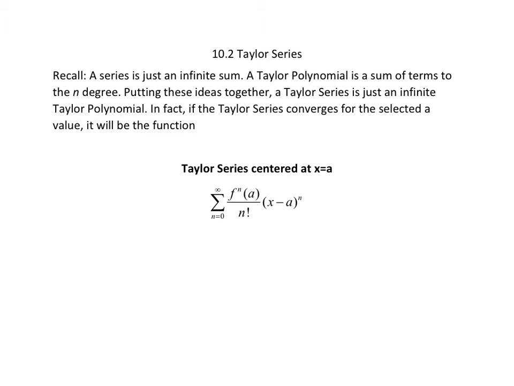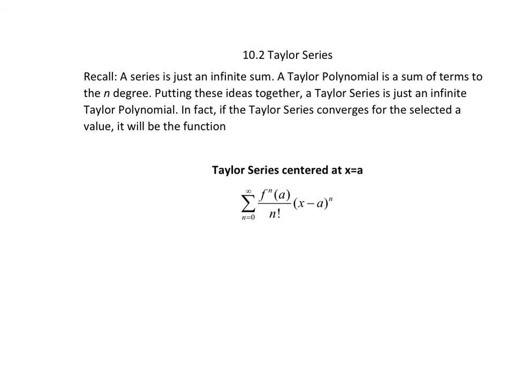Okay, so in the last video we looked at Taylor polynomials, and what we showed was that if you kept adding terms to the Taylor polynomial, it actually began to resemble more and more the graph of the actual function. So putting these ideas together, we know a series is an infinite sum, and a Taylor polynomial is the sum to some n degree. A Taylor series is an infinite Taylor polynomial, and in fact, if you can create a series that converges for some value a wherever we want to be centered, it'll actually be the same thing as that function.